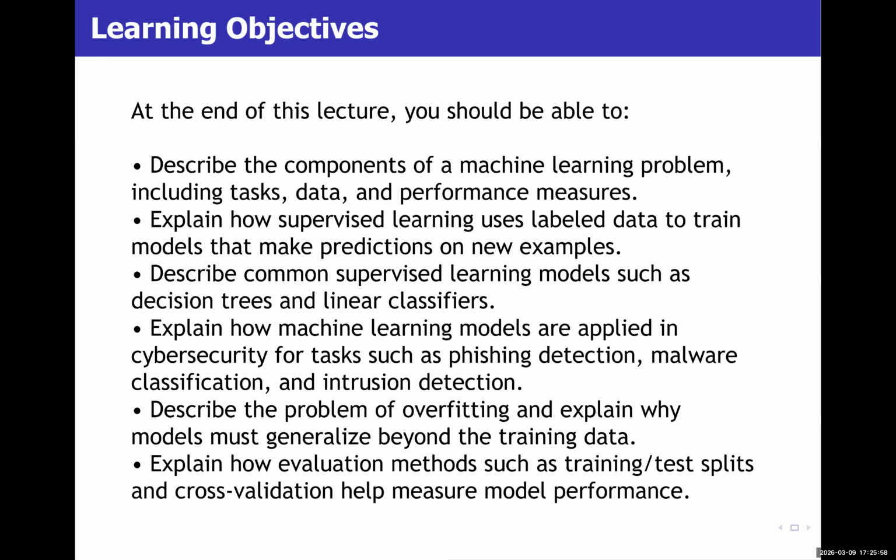And finally, we will talk about one of the most important issues in machine learning: overfitting. A model can appear to perform extremely well on training data, but fail when confronted with new data. Because attackers constantly change tactics, cybersecurity models must be able to generalize beyond the examples they were trained on. And we will also discuss evaluation techniques such as training and test splits and cross-validation that help us measure whether a model is actually learning useful patterns.